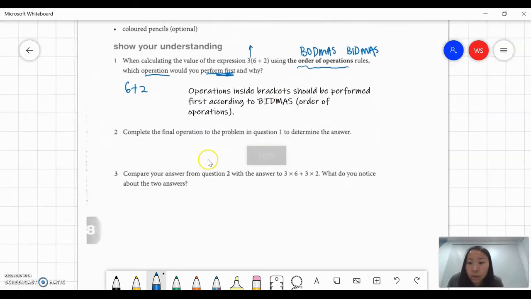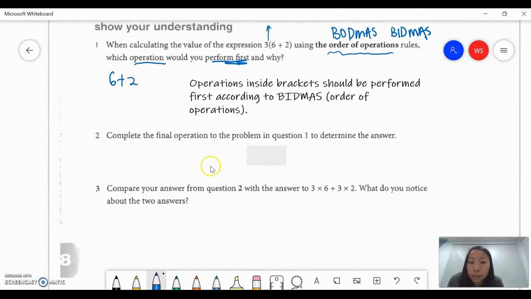Question 2. Complete the final operation to the problem in question 1 to determine the answer. So question 1, we have 3 times (6 plus 2). Now we'll first carry out 6 plus 2, and that's 3 times 8. And that will give us 24. So that's our answer as we determine our answer.